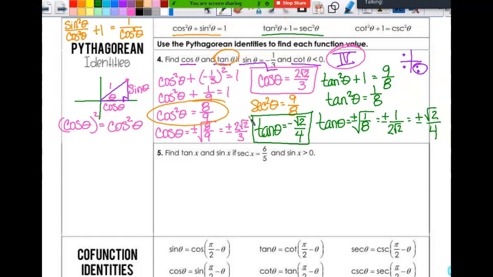Okay. So look at number 5. I'm going to give you a little bit. I want you to see if you can figure out which quadrant you think it's going to be in. Okay, try and figure the quadrants out, and then I'll talk you through the quadrants.